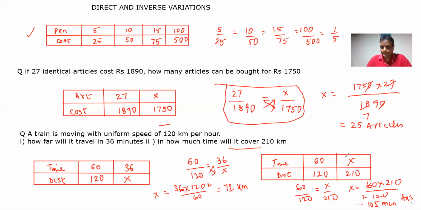I hope you have understood the concept. The only thing you have to remember is that the ratio between the objects, the articles, or the variables has to be same. And then it is simple, cross multiply and find the answer.